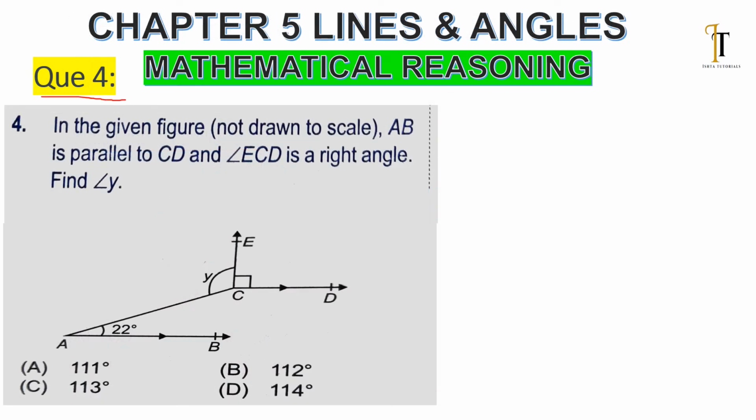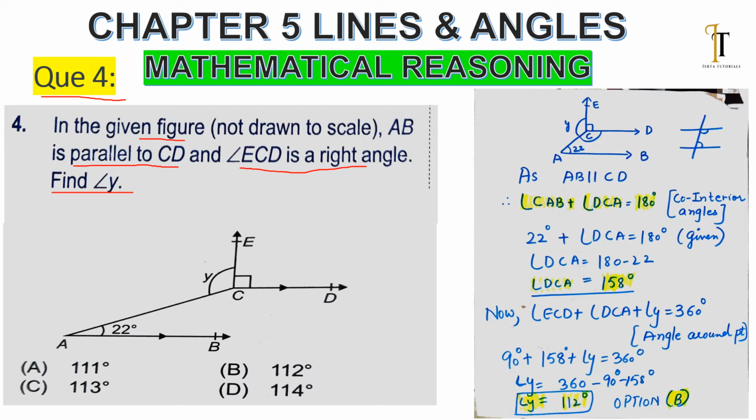Question number 4. In the given figure, AB is parallel to CD and angle ECD is a right angle. Then find angle Y. So students, let's check from the figure. Here it is given AB is parallel to CD. Then we can say that angle CAB plus angle DCA is equal to 180. Reason is co-interior angles. Then on substituting the values, CAB is already given from the figure as 22, DCA we need to find and the sum is 180. Now on solving we got DCA is equal to 158, but we need to find Y.